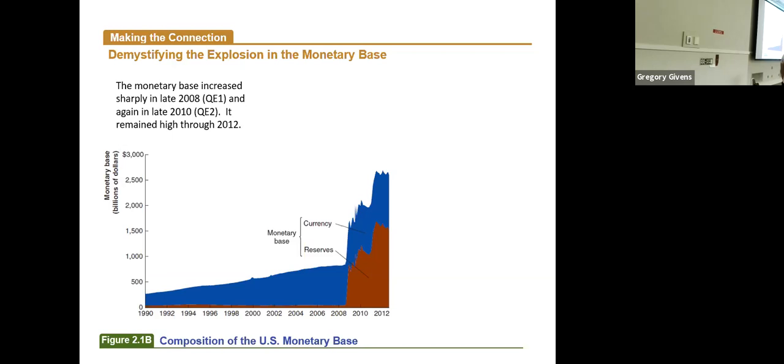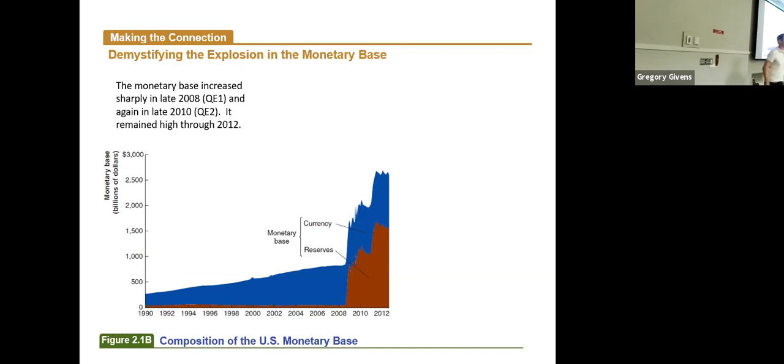The monetary base kind of grew at a nice steady rate, didn't it? Right? By 2008, it was approaching $1 trillion. But more importantly, what constituted the bulk of the monetary base in the U.S.? Currency in circulation, rather than reserve balances at banks.